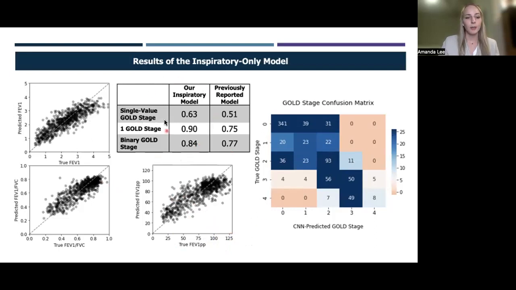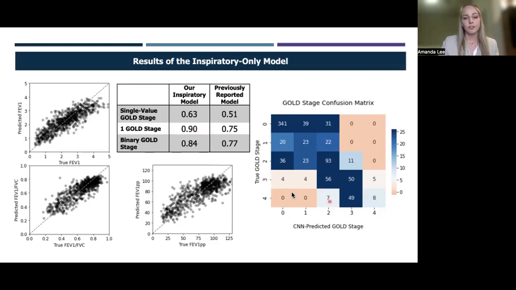Then we also compared our model to another previously reported model in the literature. And our single value gold stage, which is predicting gold stage perfectly, had an accuracy of 0.63. Our within 1 gold stage, so predicting a gold stage plus or minus 1, had an accuracy of 0.9. And our binary gold stage, which was simply measuring the presence of COPD versus non-COPD, had an accuracy of 0.84.